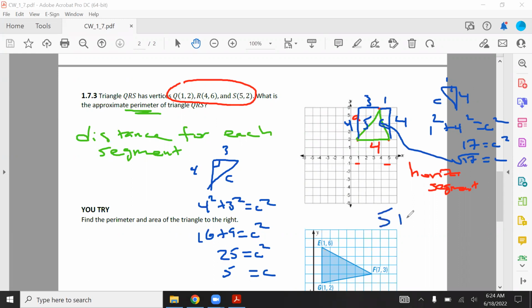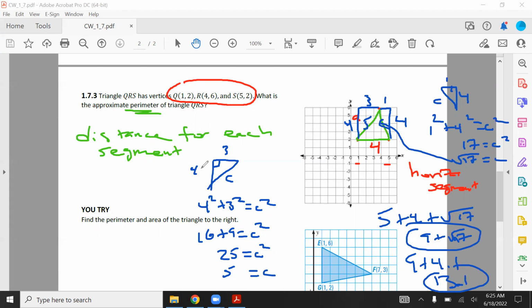So the sides are 5 plus 4 plus root 17, or 9 plus root 17. You can leave your answer like that. You don't have to give a decimal if you don't want to. If you do give a decimal, I'll switch the scientific mode of my cell phone calculator here. Root 17 is 4.123. I'll say 4.1. So you can also say it's 13.1. And there are no units here, so don't worry about the units. So that would be the perimeter here.